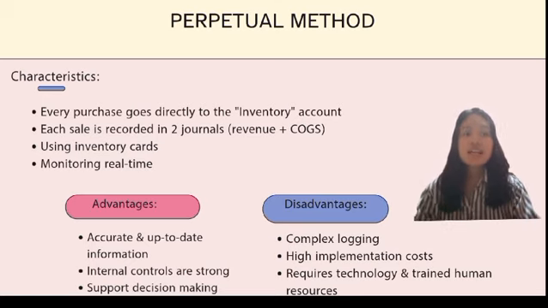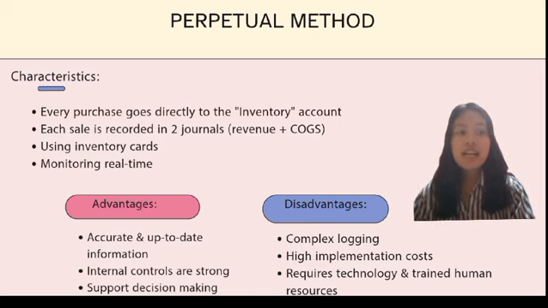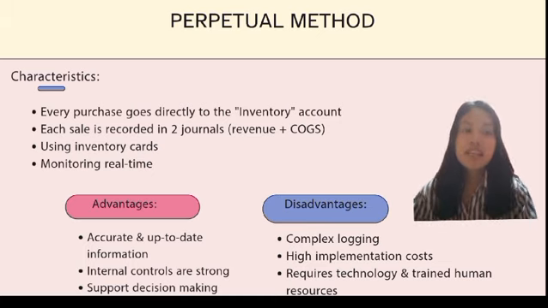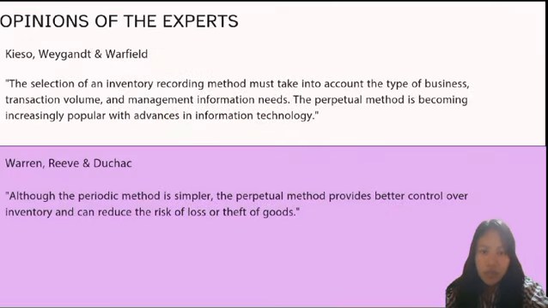The weakness is that it requires a more complex keeping system and higher implementation costs, especially for a company with a large transaction volume. Expert opinion from Donald Kieso, Jerry Weygandt, and Terry Warfield in the book Intermediate Accounting states that the choice of supply methods should account for their particular business, volume of transaction, and need for information management. They point out that the perpetual method's popularity continues with the advancement of information technology that facilitates automatic logging.